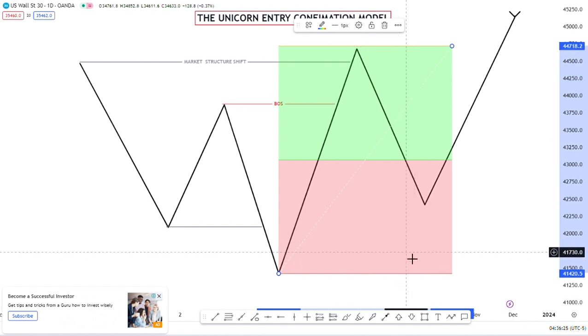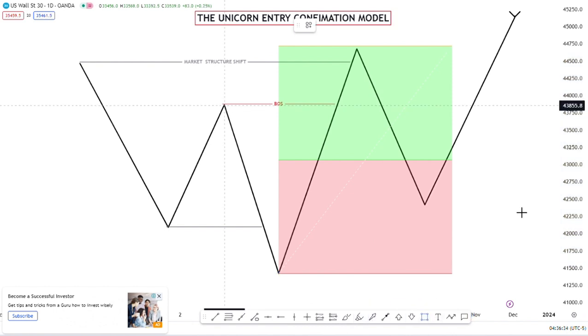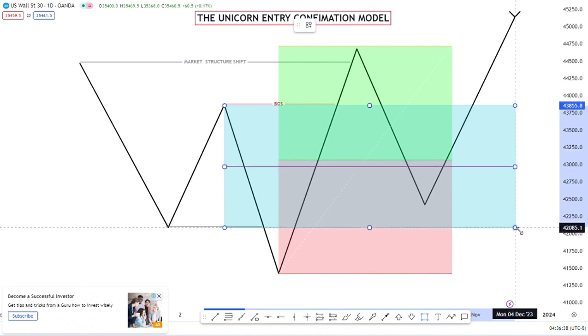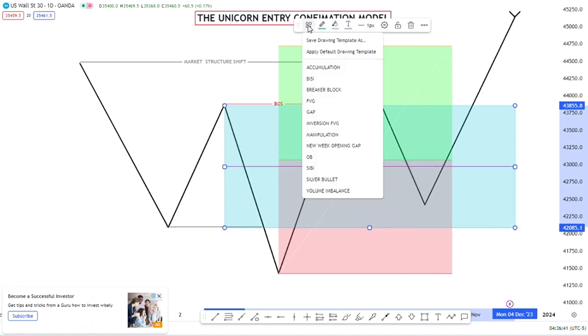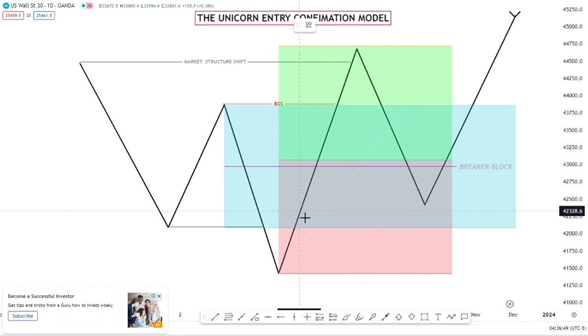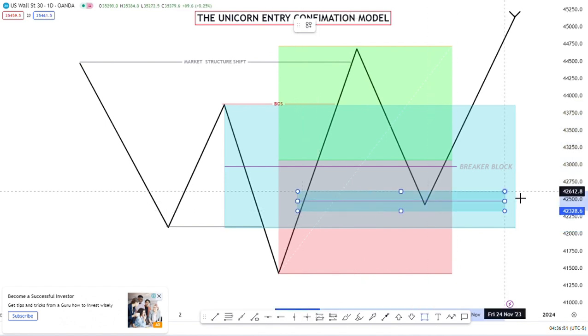So what you do with the unicorn entry model is you look for your breaker block first, then you look for your fair value gap. Where is our breaker block? Our breaker block is here. This is our breaker block. Then you first look for your breaker block from here to here. Then you look for your fair value gap. Let's say you find your fair value gap here. Now this becomes your fair value gap.